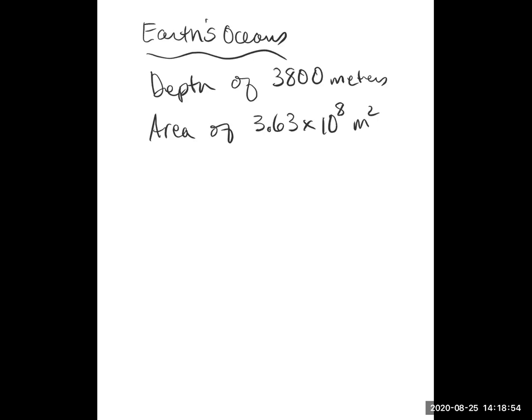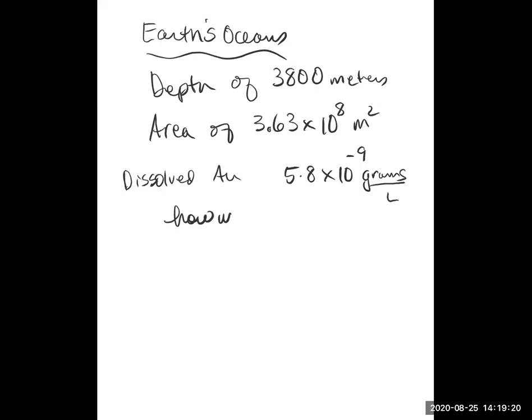And it turns out that there's some dissolved gold. Did anybody know this? There's a lot of dissolved gold in the ocean. 5.8 times 10 to the minus 9 grams. That's not very much in a liter. Now, what we want to know, the question is, how many grams of gold are in the ocean?